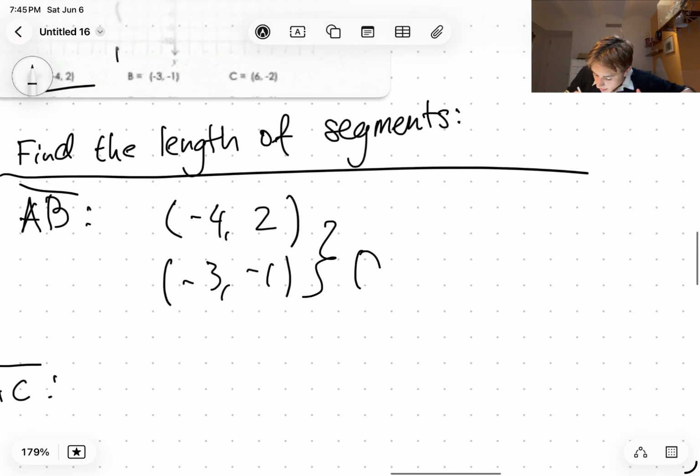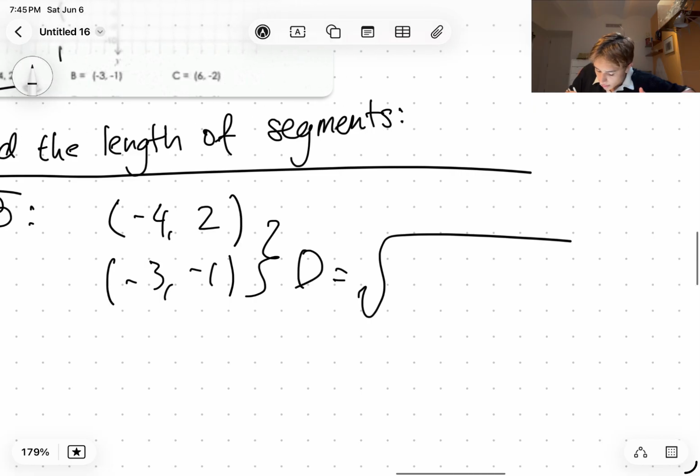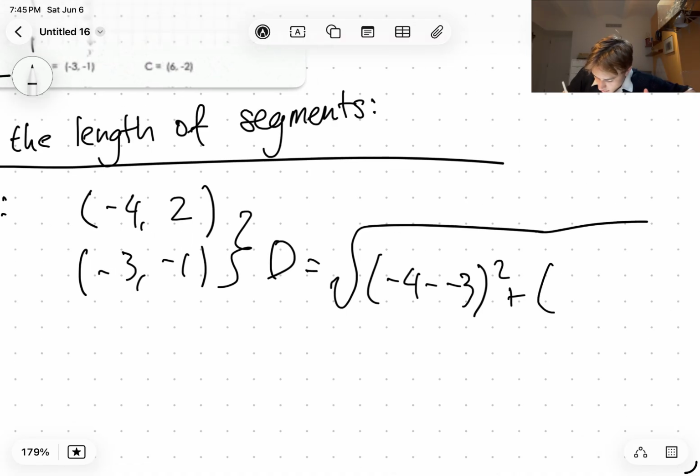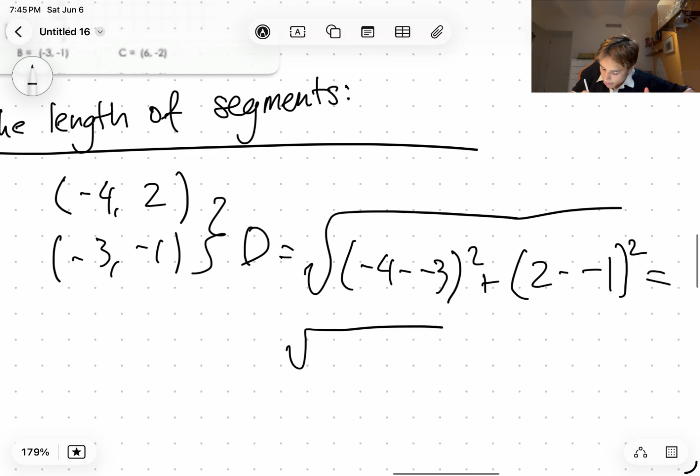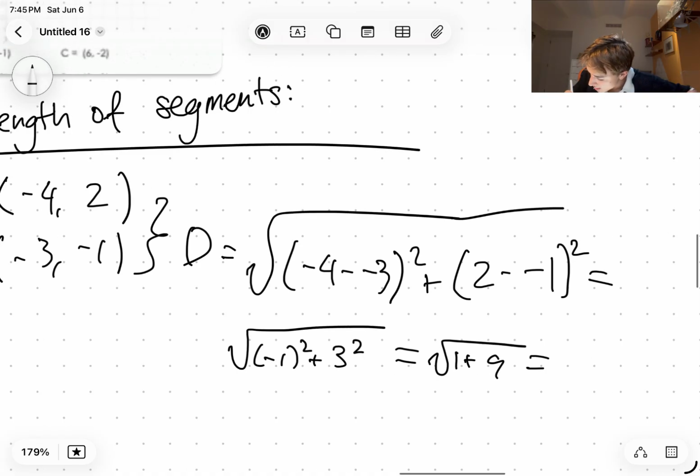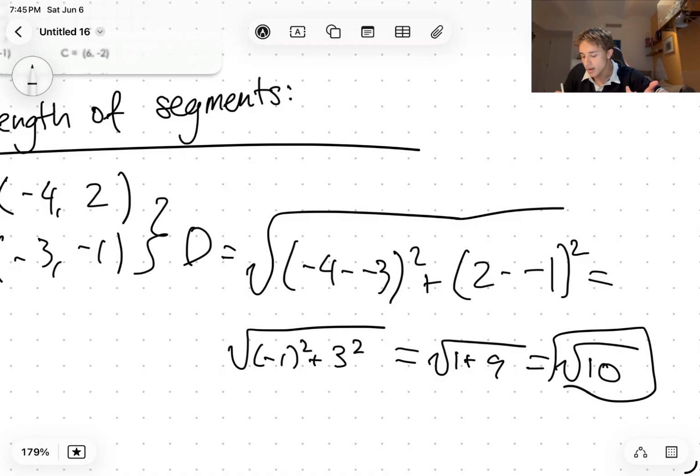So the distance between these is going to be the square root of negative 4 minus negative 3 squared plus 2 minus negative 1 squared. Notice that this is equal to the square root of, so negative 4 minus negative 3 is going to be negative 1. And then 2 minus negative 1 is going to be 3, which is the square root of 1 plus 9, which is the square root of 10. So square root of 10 is not a perfect square, so we can't factor out any perfect square. Square root of 10 is in simplest form.